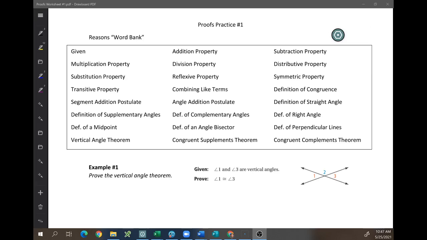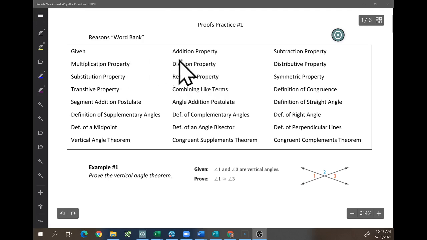All right, so we're going to just go through this worksheet and some of the examples. So I give you guys a word bank up here. These are pretty much all of the different reasons that we could have. You may run into different ones at times, like if you're given an equilateral triangle or an isosceles triangle or a square, you may have to use definitions of those. But these are kind of the common ones for angles and segments that we're going to be using.